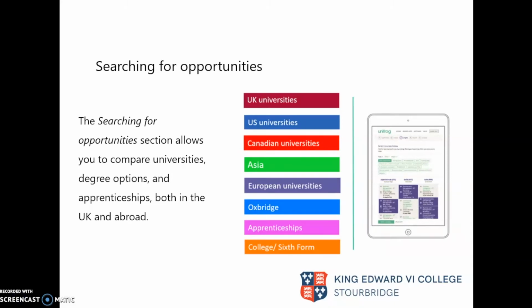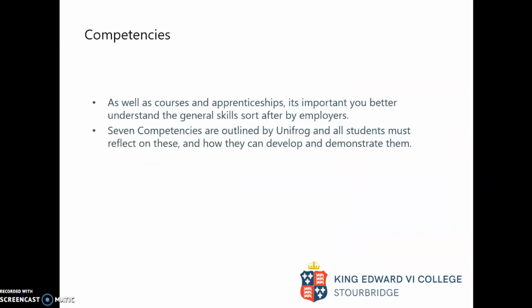The Searching for Opportunities section is, as the name suggests, all about searching for opportunities. It allows you to compare university courses, degree options and apprenticeships, both in the UK and abroad. Obviously, the UK universities is going to be most well used, but there is also the opportunity to search through, as you can see, university courses in the US, Asia and Europe and so on. There's also a specific tool to compare Oxbridge courses and the ability to look at apprenticeship options that are available to you when you come to decide if you're going to apply to any of them.